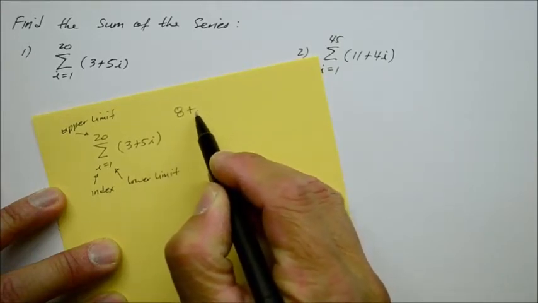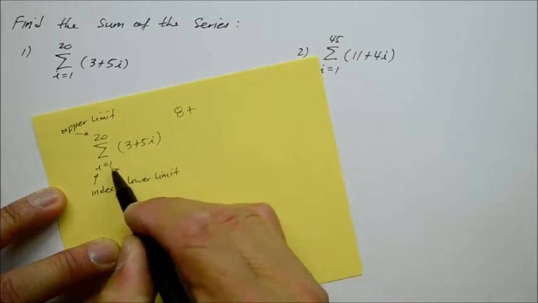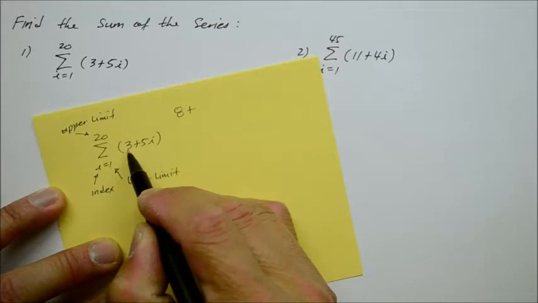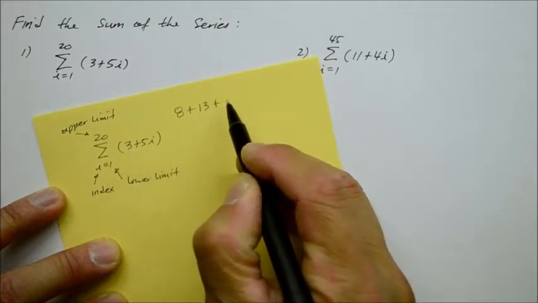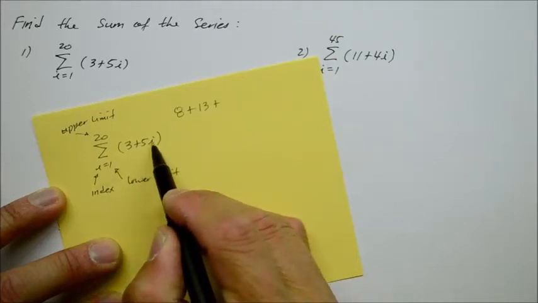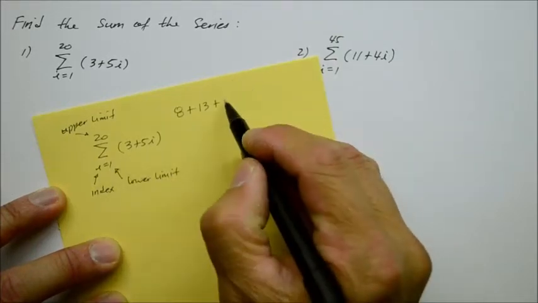Plus, since in the summation we're adding, the next one is going to be 2. So put a 2 in there. 5 times 2 is 10. And 10 plus 3 is going to be 13. Plus, one more time, just to show an example, the third is a 3. 3 goes in there. 5 times 3 is 15, plus 3 is 18.